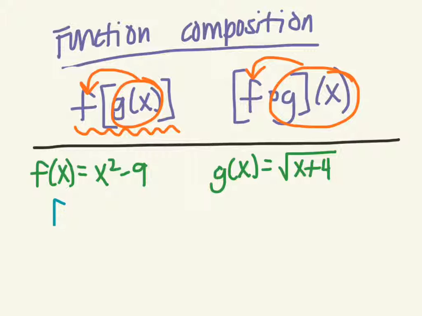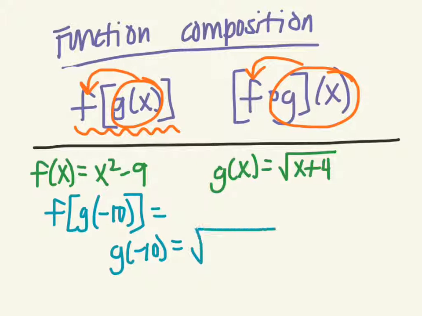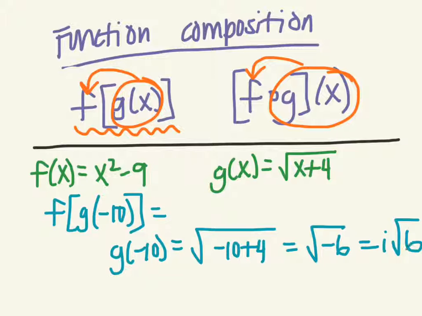Alright, so if we try to find f of g of negative 10, we're going to start by finding g of negative 10. So take the square root of negative 10 plus 4. We end up with the square root of negative 6, which would be i radical 6. Now, if we were just doing some operations with these functions, that's not necessarily a problem. We take this and plug it in here and simplify it, and we could get a number. Granted, it wouldn't be a real number, but we could get a number.